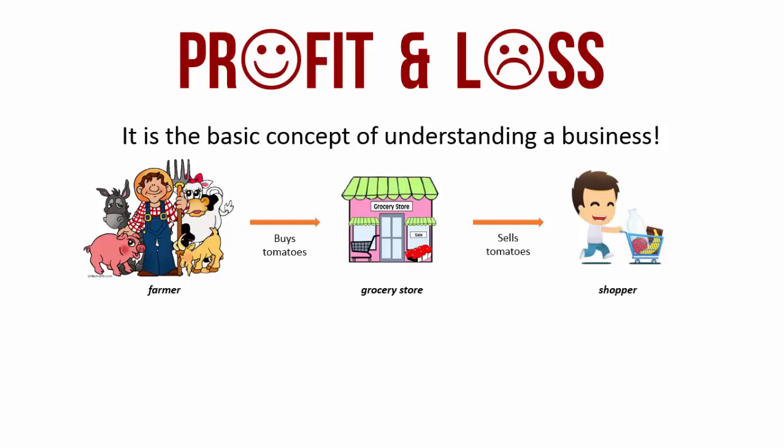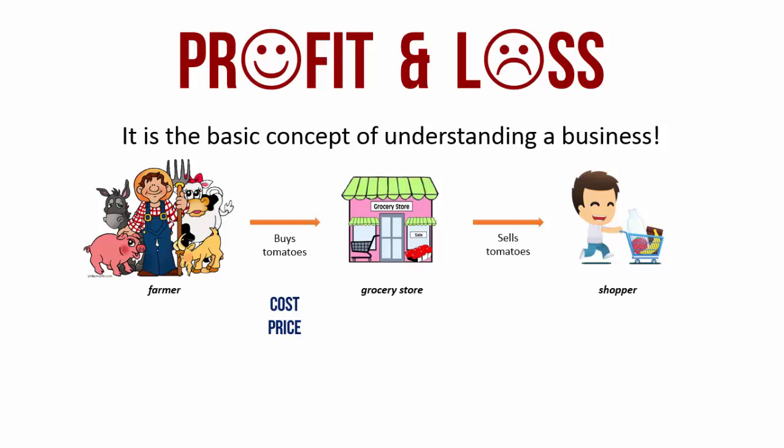Now, the farmer sells his tomatoes to the grocery store at a certain price. The grocery store buys the tomatoes from the farmer at that particular price. Therefore, the tomatoes cost the grocery store something. The price at which the grocery store bought the tomatoes from the farmer is known as the cost price.